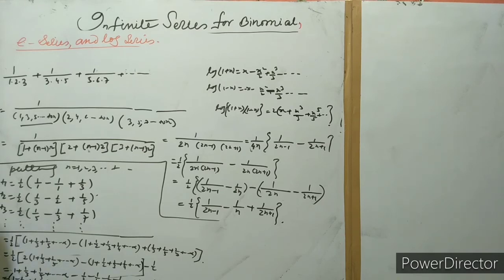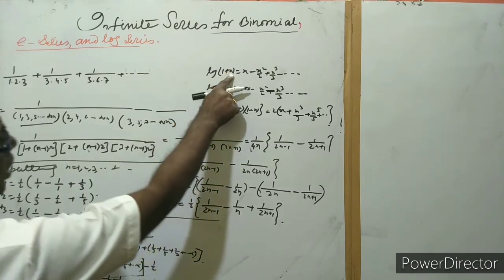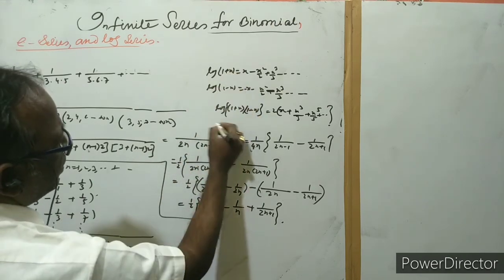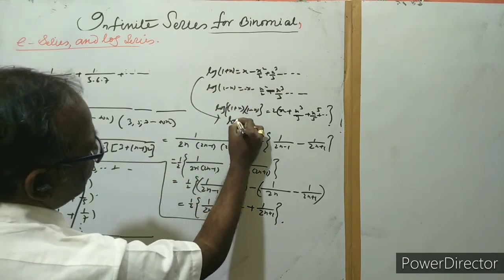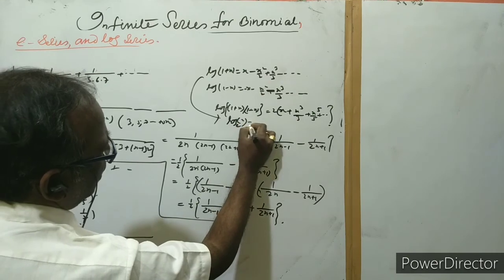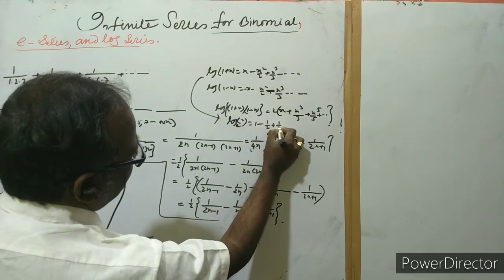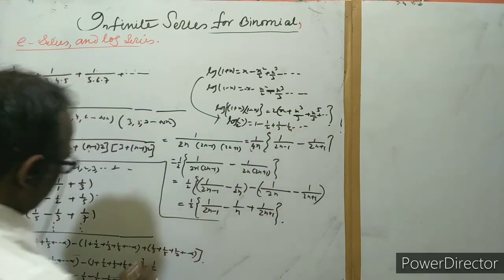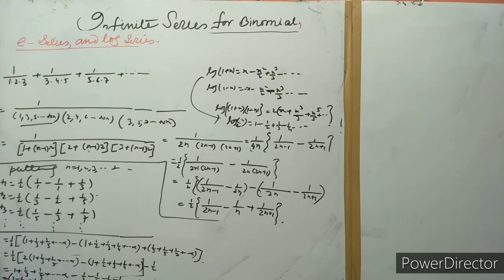Okay, and if we put here 1, then 2, 1 minus 1 by 2, 1 by 3, this is 1 by 4. Okay, so this is your log 2. This is your log 2 to the power 3 and this is your half. Okay, this is your answer. So next problem.